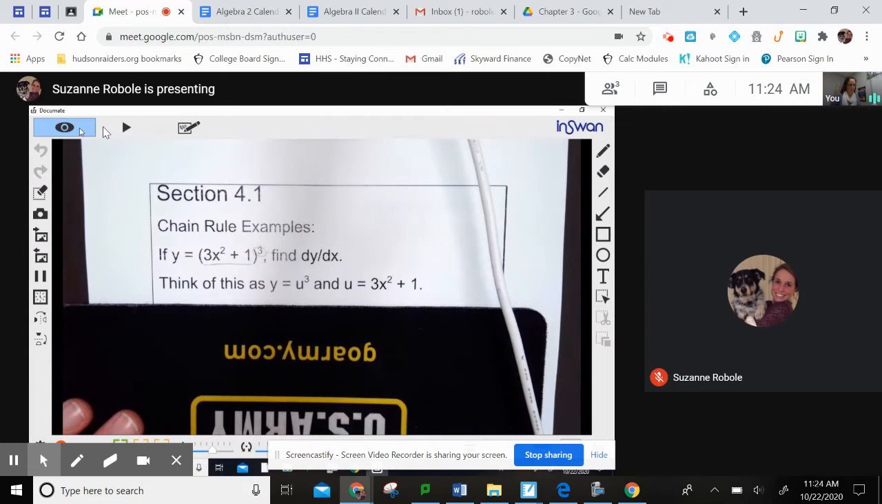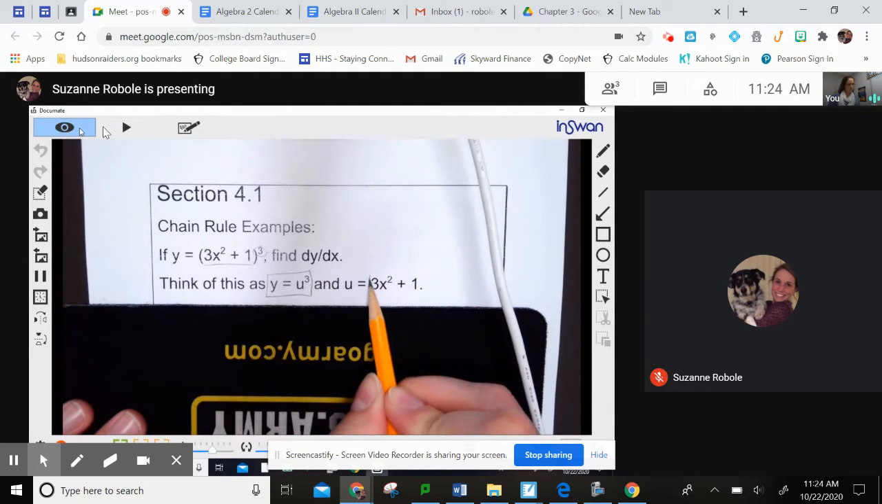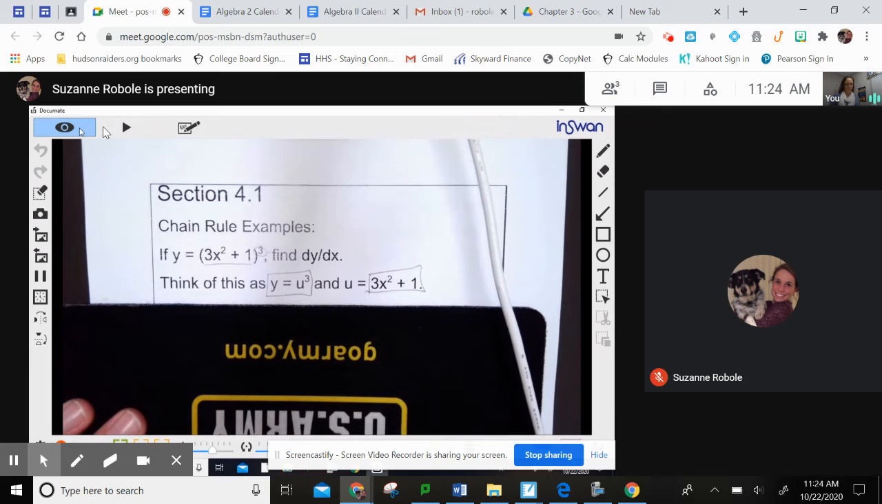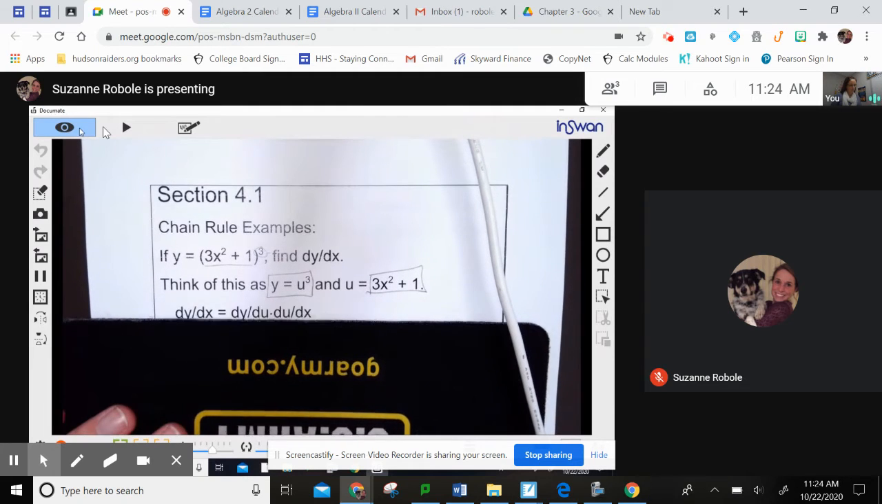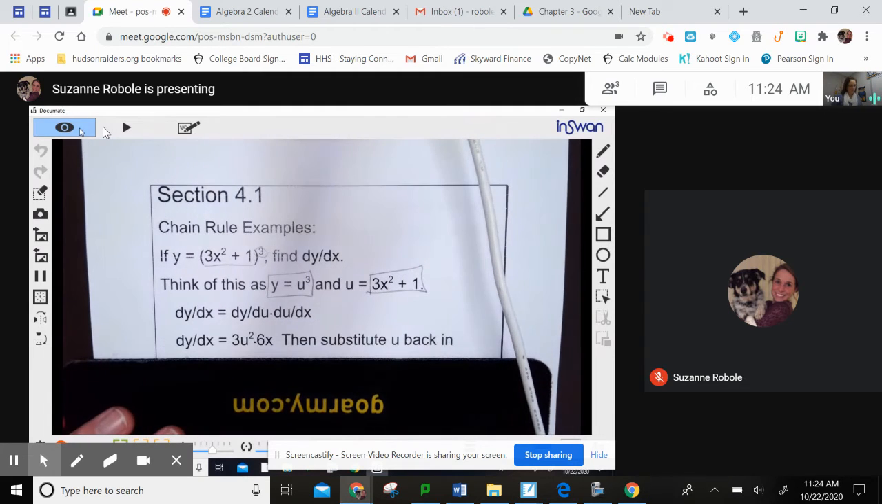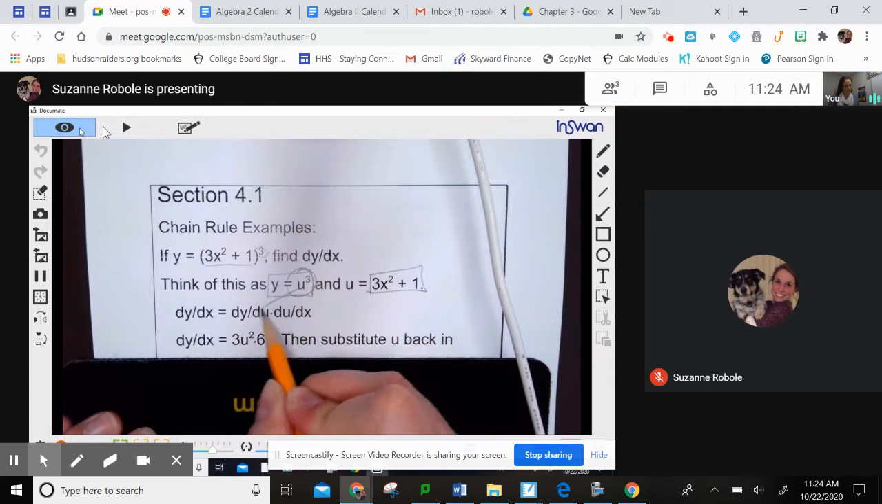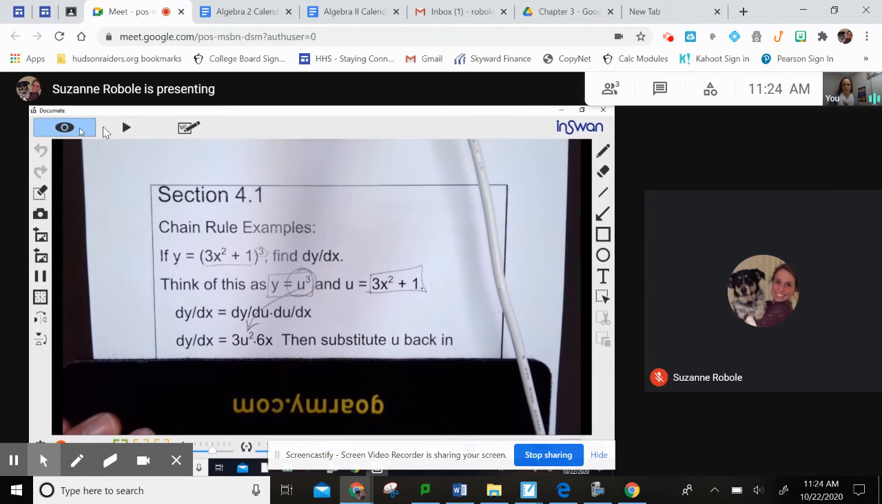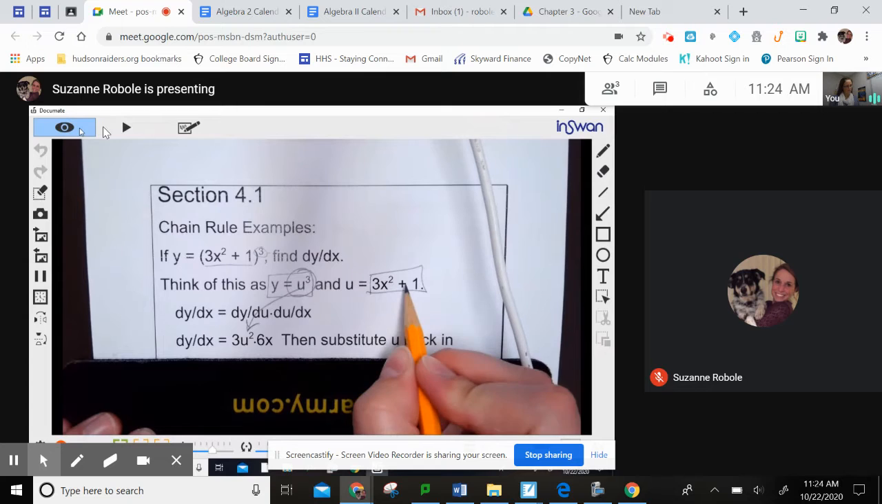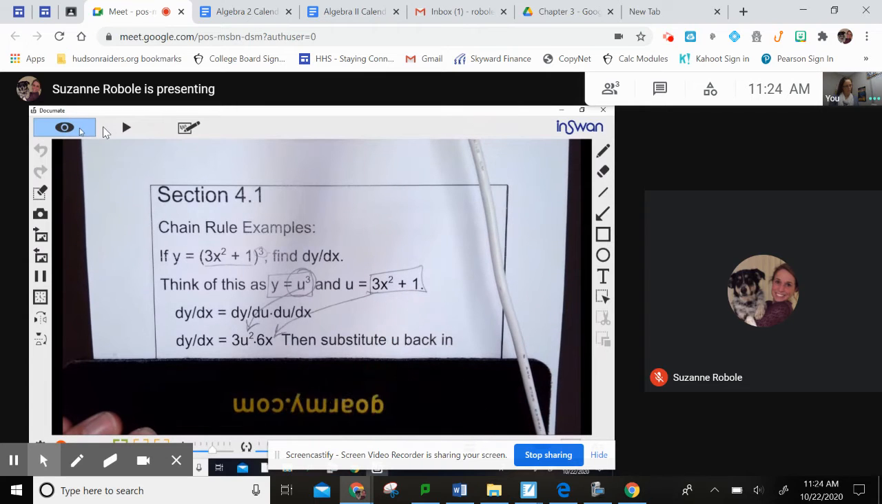So the first thing we want to do, think of the y as being your outside function, and then this u here as being your inside function. So we want to find the derivative of the outside. So derivative of this is 3u squared. Derivative of this is 6x. Remember that plus 1, that's a 0, so we don't have to do anything else with that.